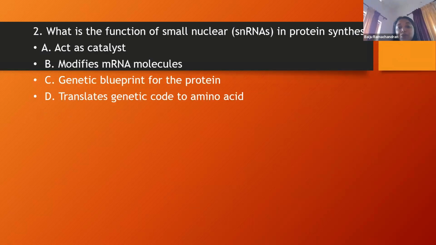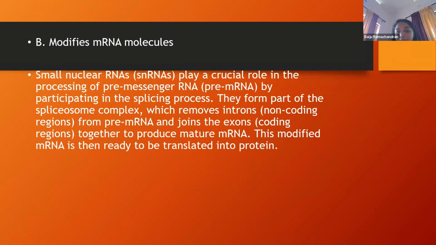What is the function of small nuclear RNA, snRNA, in protein synthesis? The main function of snRNA in protein synthesis is modifying mRNA molecules, because snRNA plays a crucial role in pre-mRNA processing. It does this by participating in a process known as splicing.